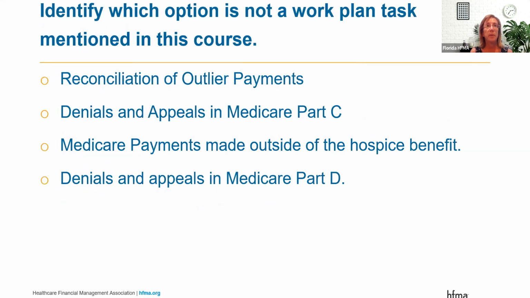Okay, so a couple of questions here. Again, an example of what you might see out there when you go through the course and when you get to the exam. Identify which option is not a work plan task mentioned in this course. So I know we did talk about denials and appeals in Medicare Part D. We talked about Medicare payments made outside of the hospital benefit. It does also include, but I didn't mention it during our talking, denials and appeals in Medicare Part C, which is your Medicare Advantage. It does not include reconciliation of outlier payments. Okay.